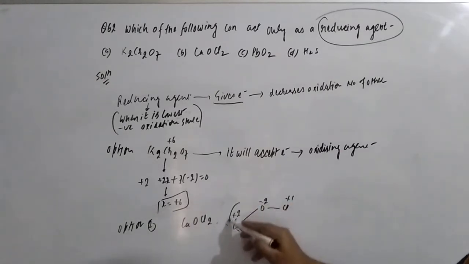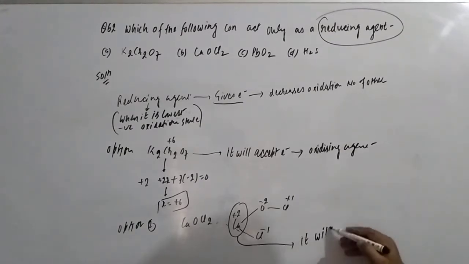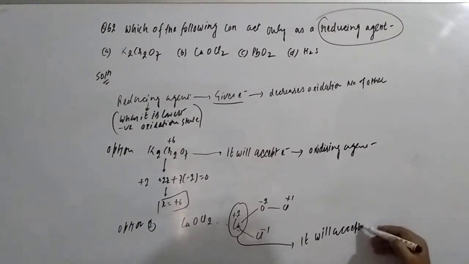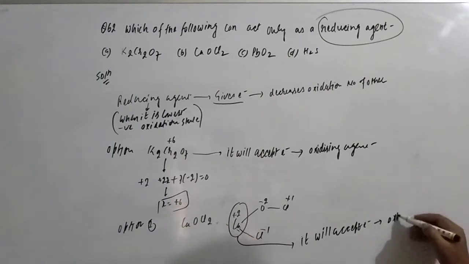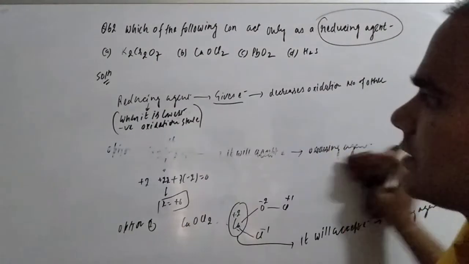So in this case, calcium, Ca2 plus, will accept electrons. If it accepts electrons, it is an oxidizing agent, student. So two options are wrong. Now we have to check option number 3, and the third option is PbO2. So let us erase and then try to find the answer.